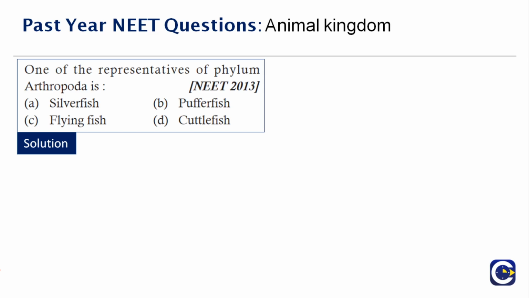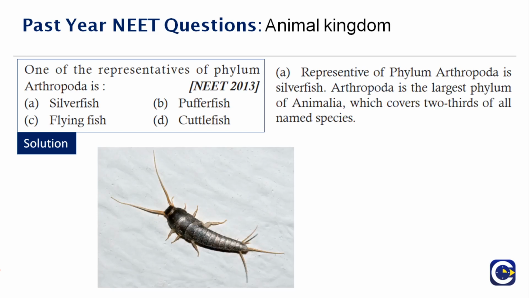The representative of the phylum Arthropoda is the silverfish, because Arthropoda is the largest phylum of Animalia and 2/3 of the species fall under Arthropoda. The correct answer is silverfish, and here you have the image of how a silverfish looks. These insects are common in homes. You must have seen them. Yes, the correct answer is option A.